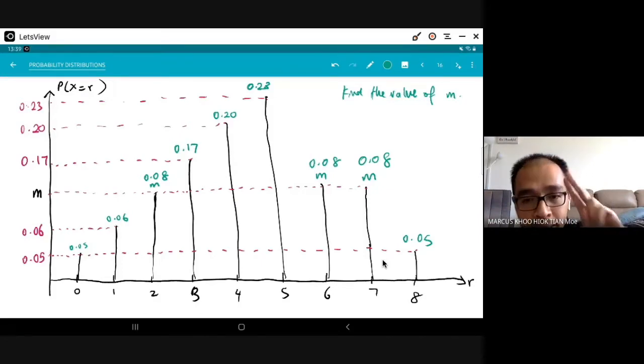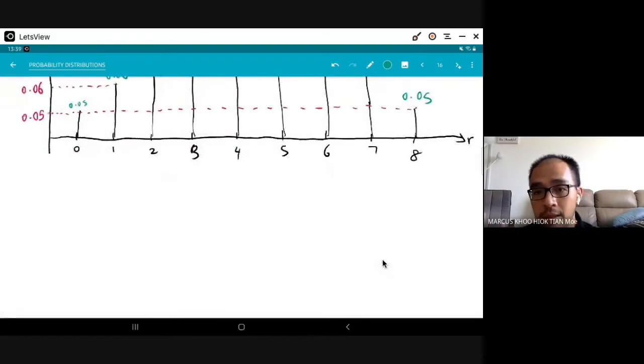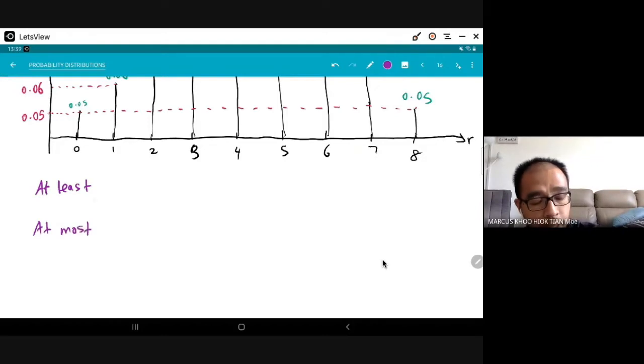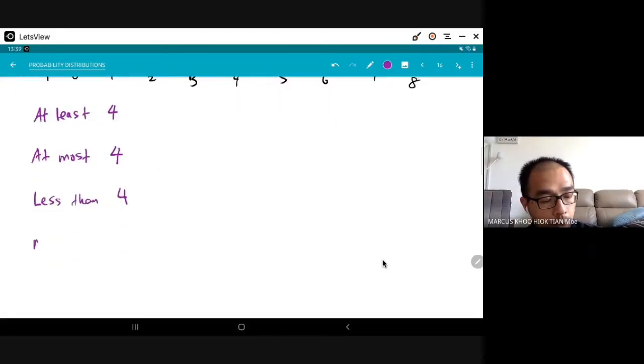Now, secondly, there are a few keywords that we need to understand. I didn't actually say this yesterday, but I gave you the questions in the textbook just to see whether you can understand. So, a few very important words: at least, at most. I'm going to say everything with 4: at least 4, at most 4, less than 4, more than 4.